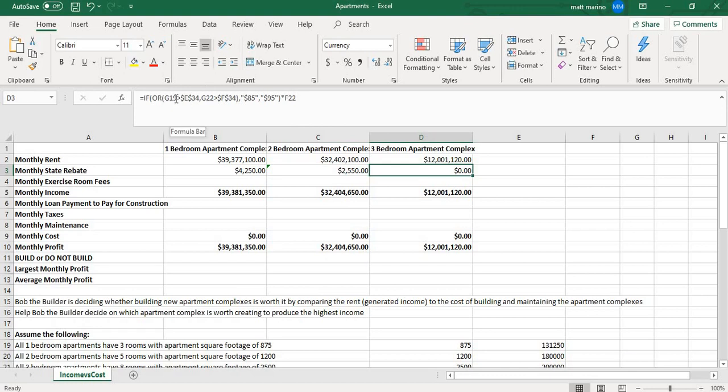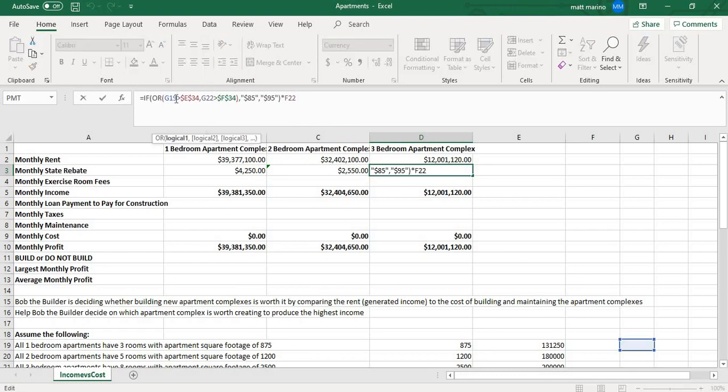We now have to modify our 3-bedroom. Instead of G19, we need to check E21. Instead of G22, we need to check E24. And instead of multiplying by F22, we need to multiply by D24.